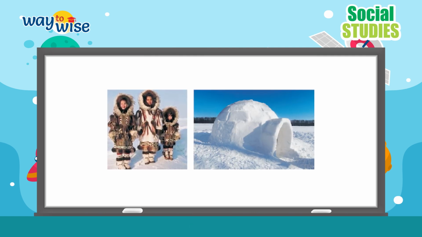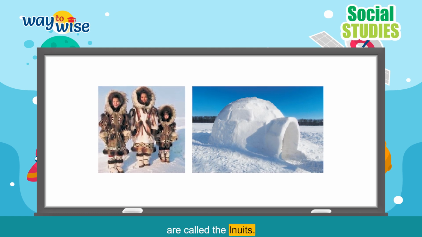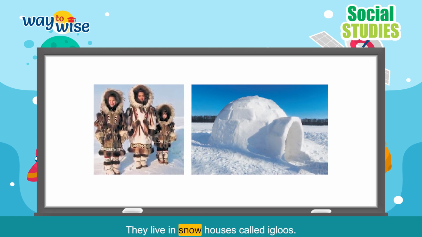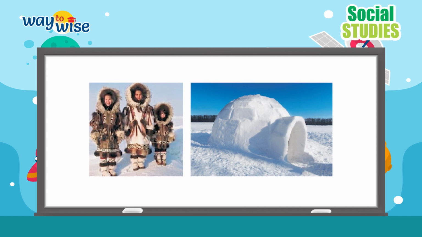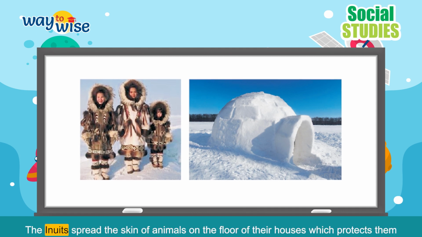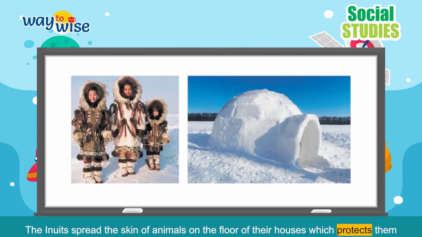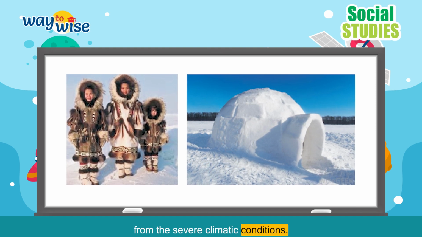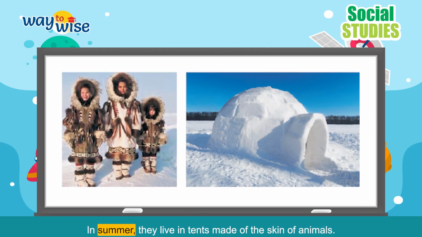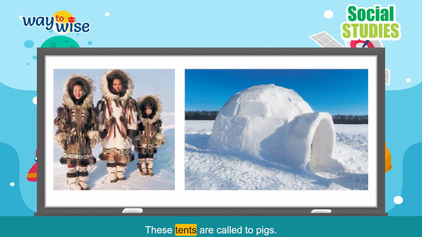Lifestyle. The native or original inhabitants of Greenland are called the Inuits. They live in snow houses called igloos. These are dome-shaped houses with a single opening. The Inuits spread the skin of animals on the floor of their houses, which protects them from the severe climatic conditions. In summer, they live in tents made of the skin of animals. These tents are called tupiqs.